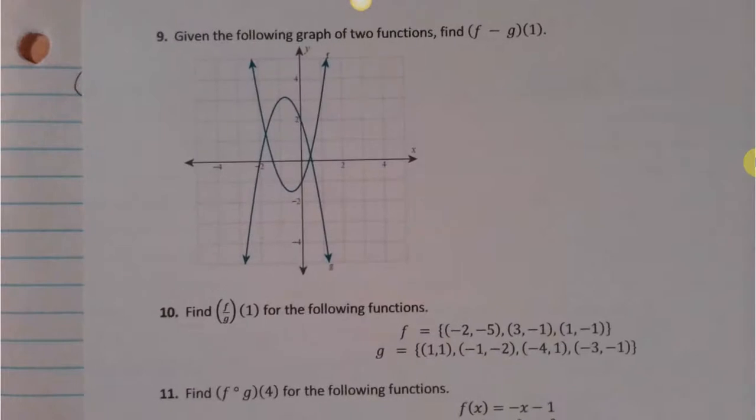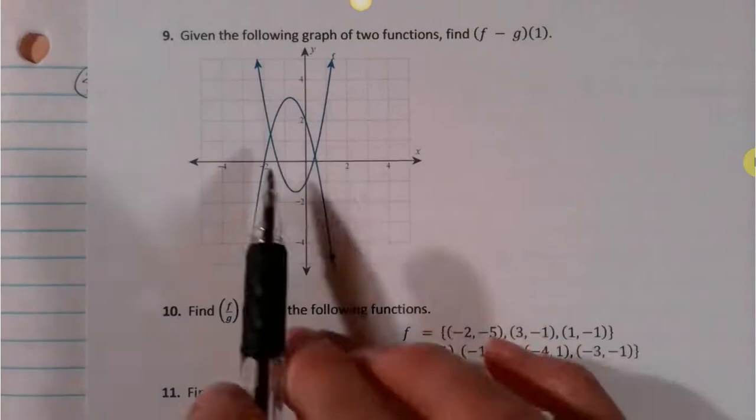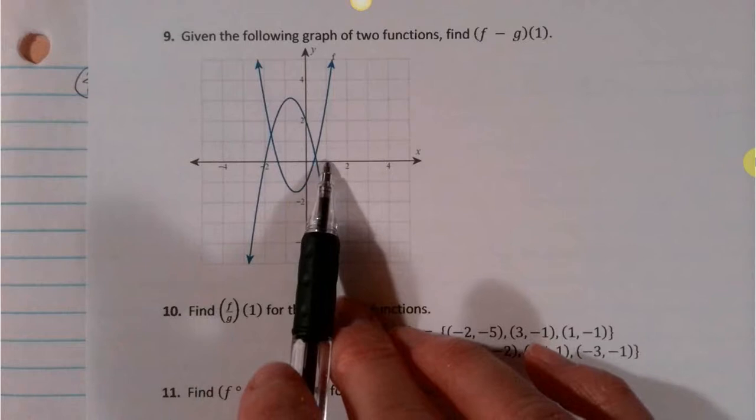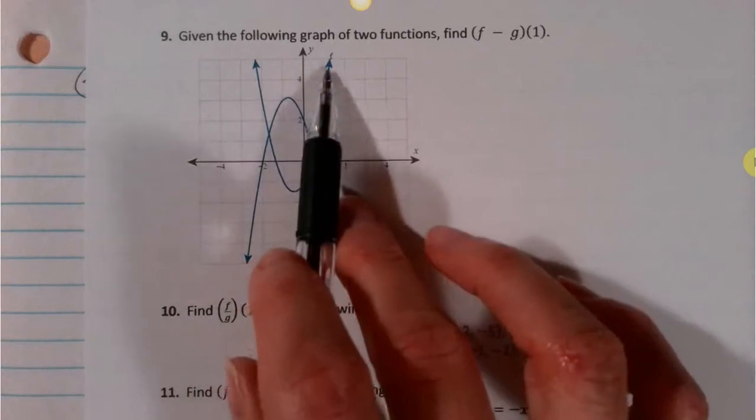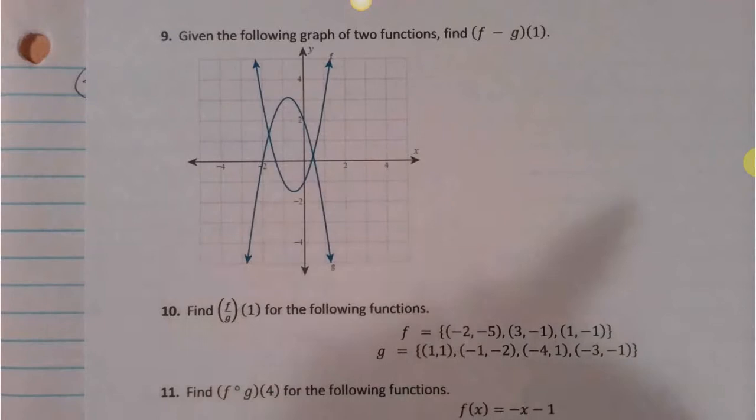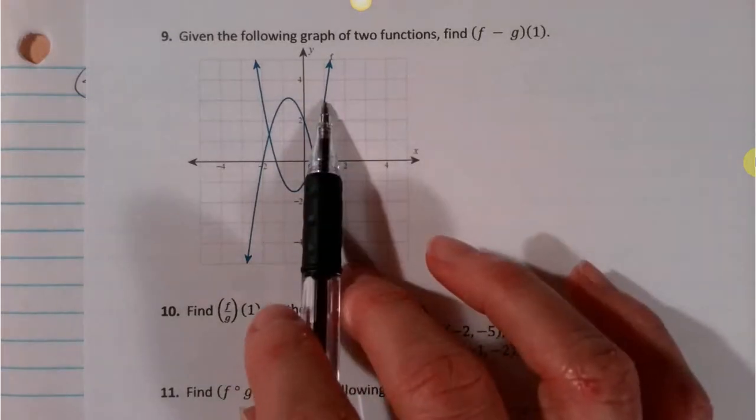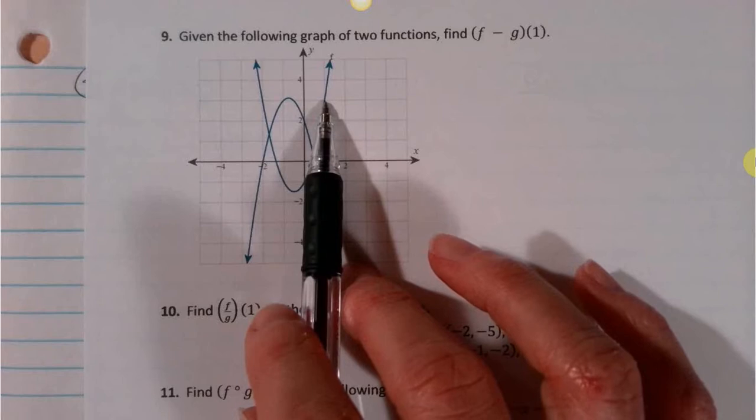So since we're evaluating both of these numbers at x equals 1, that's where we go to where x equals 1 on the graph, and we're looking along this vertical line. So where does that vertical line hit the graph of f? That would be at this point here, which has a y-coordinate of positive 3. So that tells us that f of 1 is equal to 3.